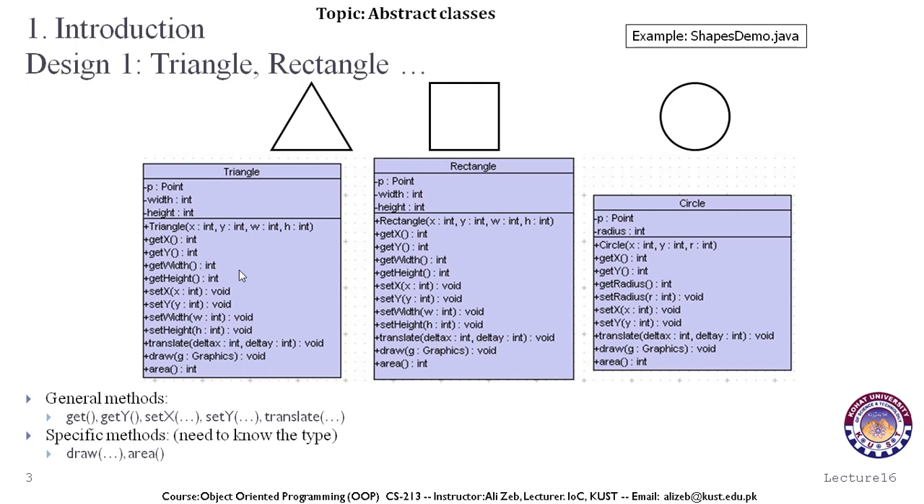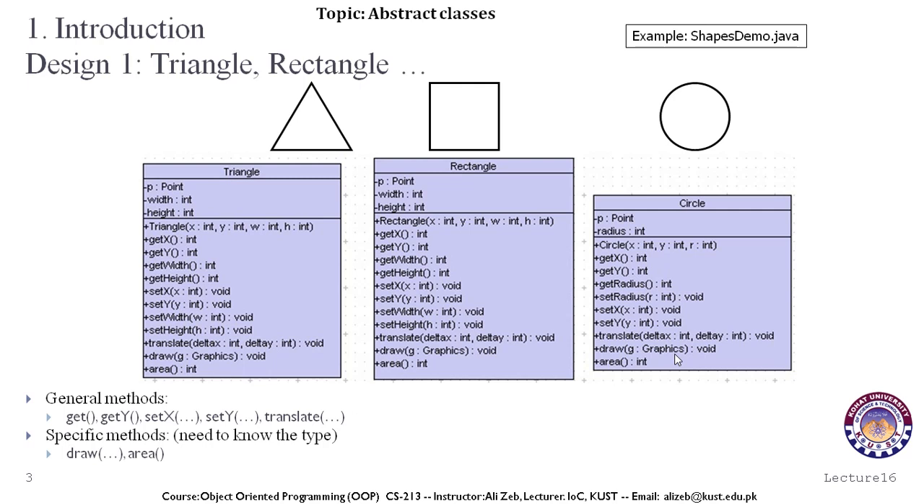So the draw method for the rectangle should draw a rectangle for us. The draw method of a triangle should draw a triangle for us, and the draw method of the circle should draw a circle for us. Similarly, the area method of the triangle should return the area of the triangle. The area method of the rectangle should return the area of the rectangle, and the area method of the circle should return the area of the circle.